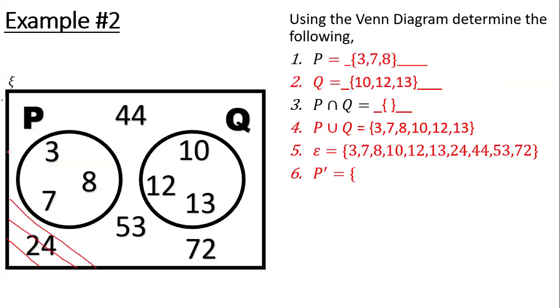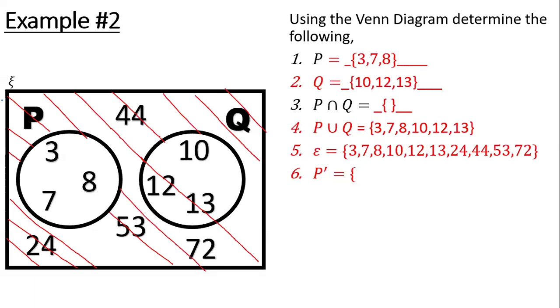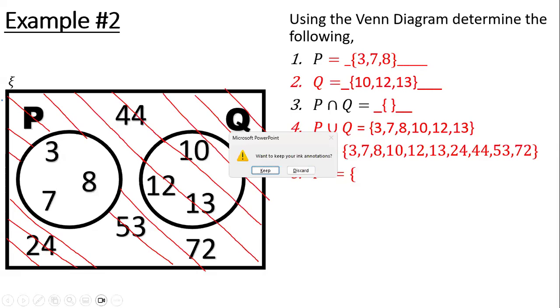Okay, so P complement is everything that is in the universal set except for the elements that are in P. So that's how I got it. Just basically putting in order everything that is not inside P. Very good. So P complement is going to be, like she said, do not include any of the numbers inside of P. And what are the numbers inside of P? 3, 7, and 8. So we don't include that.